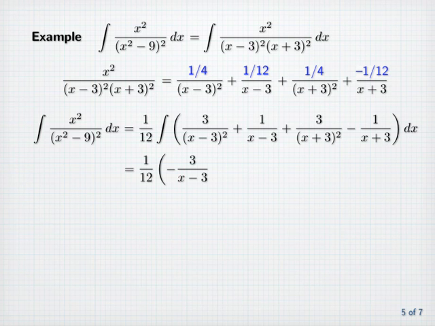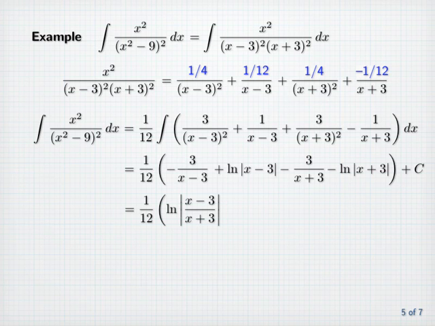Now the second term is x minus 3 to the minus 1 power, so that gives us a natural log of the absolute value of x minus 3. The third term is similar to the first. That gives us minus 3 over x plus 3 to the first power, and the last term is similar to the second one. We'll get a minus natural log of absolute value of x plus 3 there, and then we add our plus c. And now notice that we can combine the log terms, and we can also combine the two fractions there, and write this as 1/12 of the natural log of the absolute value of x minus 3 divided by x plus 3, minus 3 over x minus 3 minus 3 over x plus 3, which ends up being minus 6x over x squared minus 9.